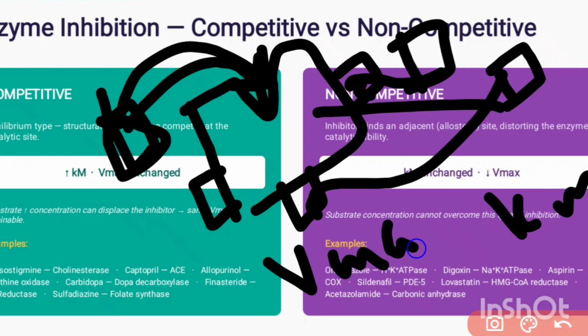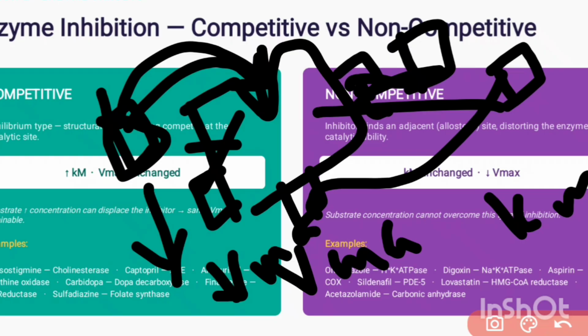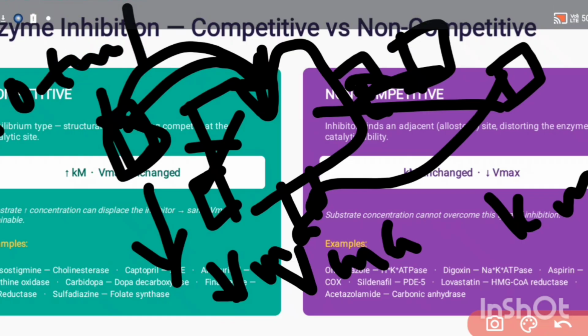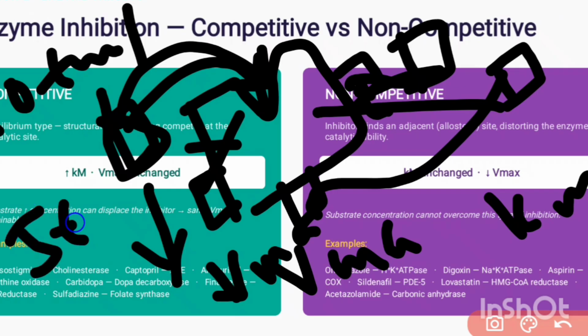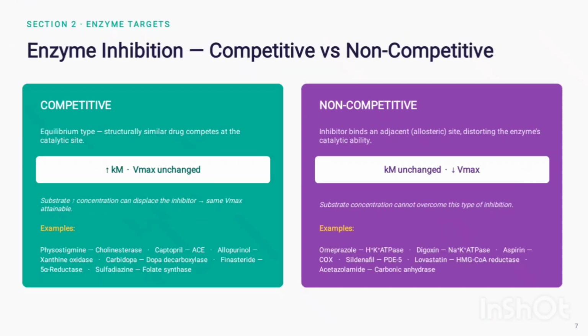Why? Because the binding of the drug to other sites will inhibit the enzymatic activity. For example, if 5 enzymes were inhibited, the Vmax is ultimately decreased. Normal Vmax is, say, 10 enzymes for 10 substrates per hour; here it will decrease the Vmax to only 5 enzymes per substrate. So that's why the Vmax is decreased. If you increase the substrate concentration, it will not reverse the effect. Substrate concentration cannot overcome this type of inhibition.